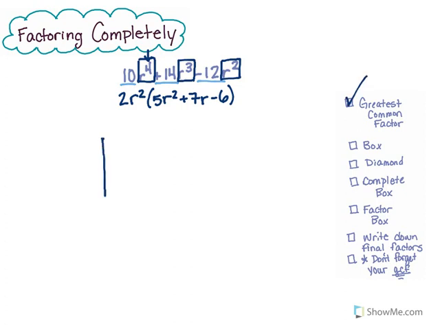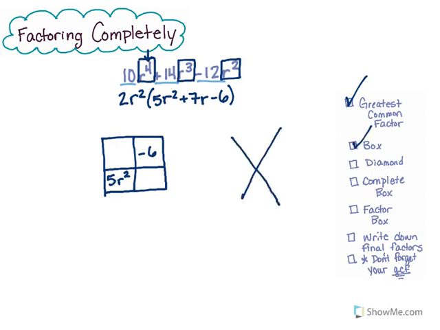Now let's do our box. Okay, my first term goes in my first box. My last term goes in my last box. Now I need my diamond. Now we're going to have negative 30 r squared. Remember, you just multiply the first term and the last term to get that. Then my middle term goes in my bottom box.